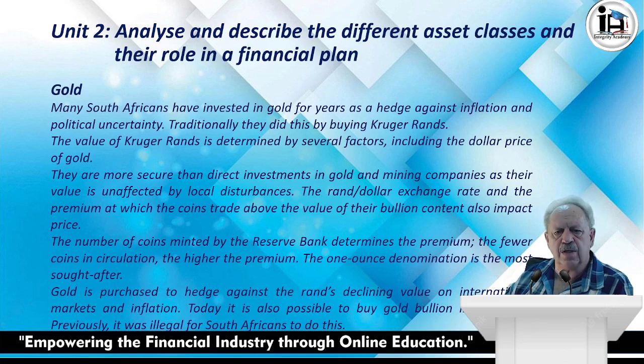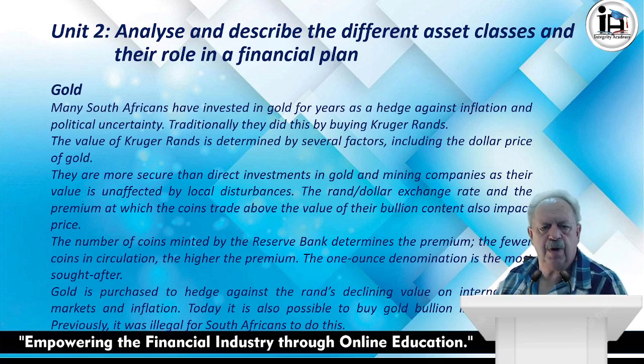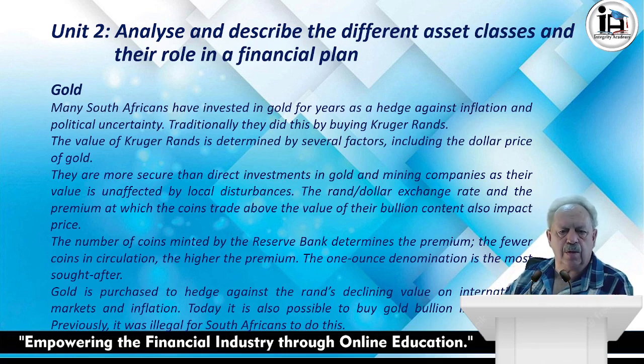The rand-dollar exchange rate and the premium at which the coin trades above the value of the bullion content also impact the price. The number of coins minted by the Reserve Bank determines the premium. The fewer coins in circulation, the higher the premium. The 1 ounce denomination is the most sought after.